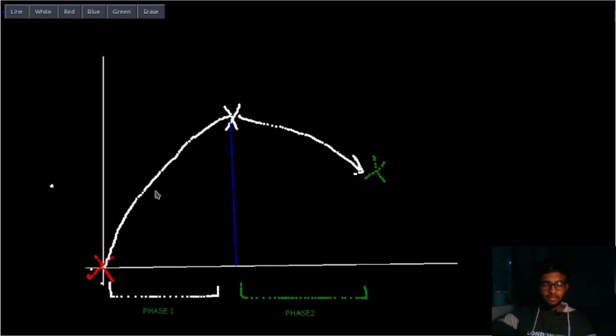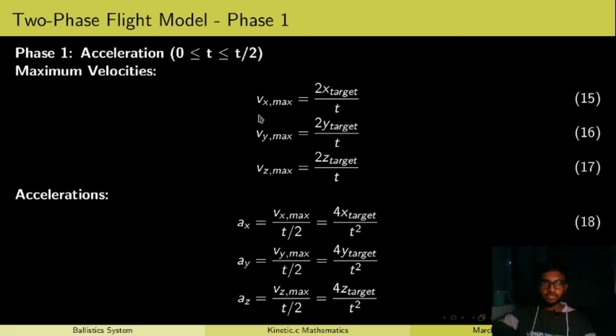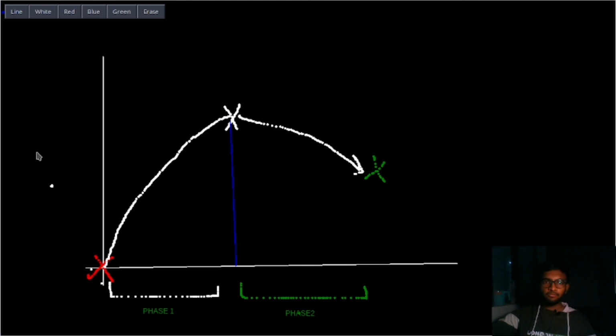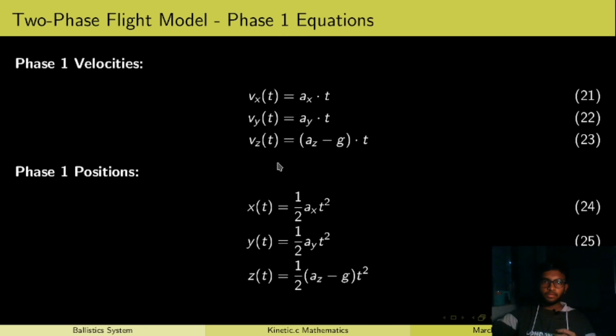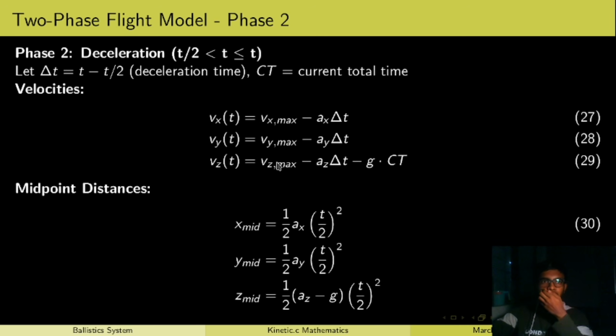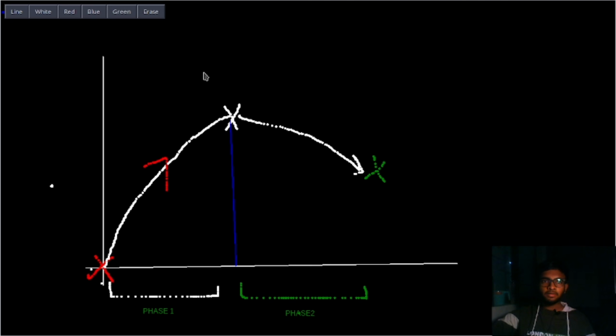Now phase 1 is what we call the acceleration, because we are moving upwards, so our speed is increasing right here, and we use these formulas to determine the velocity and the acceleration and the position. And then when we are decelerating, what that means is that right here we are now moving down towards the target, the phase 2 right here.